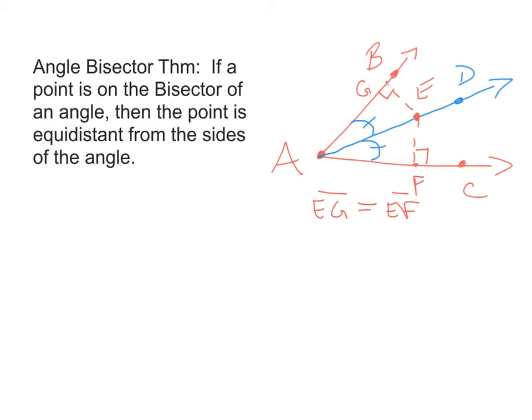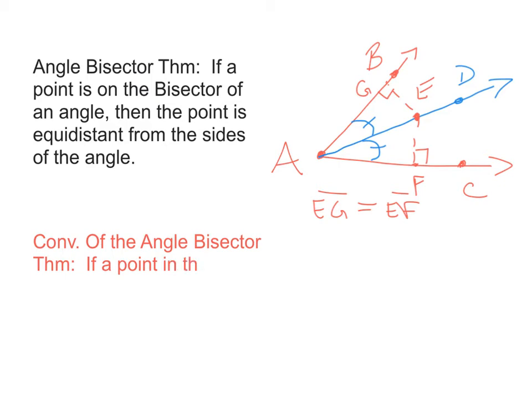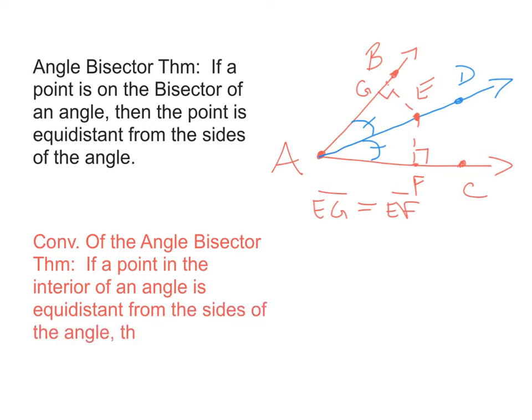And then we also have the converse. You'll notice that the converses, shocker, aren't anything much more than the exact opposite. The converse of the angle bisector theorem says exactly what you probably think: if a point in the interior of an angle is equidistant from the sides of the angle, then the point is on the angle bisector. Hopefully that makes some sense to you.